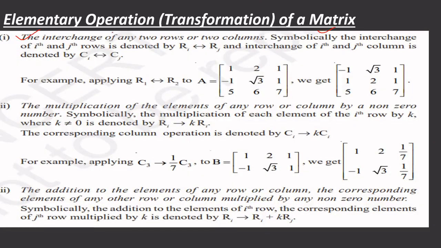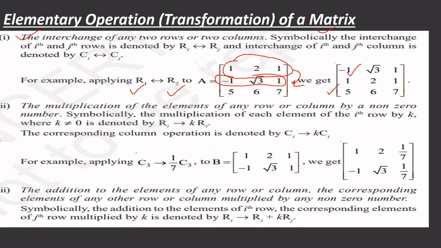Elementary operation is a very important part of the matrix, and we have to learn it and be very careful about it. The first is interchange of any two rows or columns. Like we have a matrix 1, 2, 1, minus 1, root 3 and so on, and we have to change the first row and second row, then we write like this. If R1 is interchanged with R2, then the first row is written in the second row, and the second row is written in the first row. This is the first property of the matrix, called elementary operation, and it is very important for subjective papers.